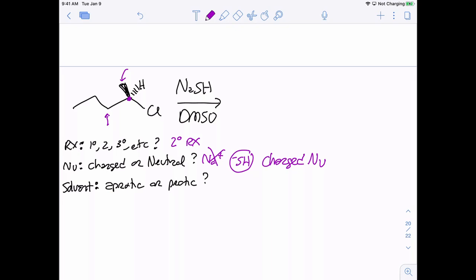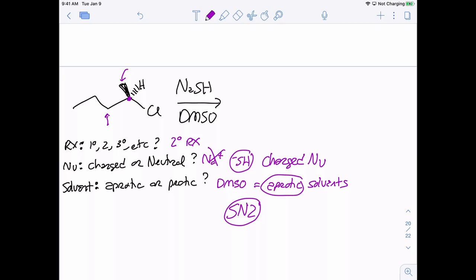So now I'm going to look at my solvent. DMSO is an aprotic solvent. A few videos ago, I gave us a list of aprotic solvents and protic solvents, and this was on our aprotic list. So you do need to be able to recognize that. So because my solvent is aprotic, this one is going to undergo an SN2 reaction.